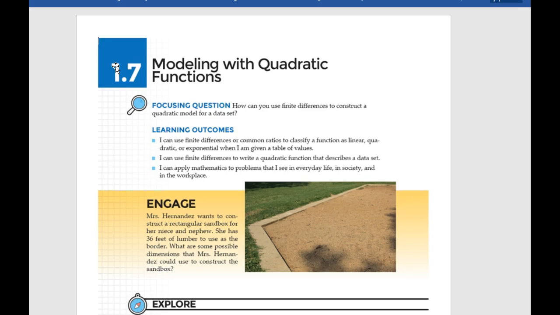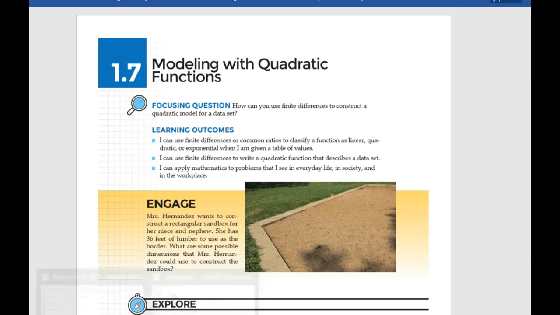While we're doing that, if you read it, on the engaged section, it says Miss Hernandez wants to construct a rectangular sandbox for her niece and nephew. She has how many feet of lumber? 36, right? So think about one long plank of wood. What are some possible dimensions Miss Hernandez could use?